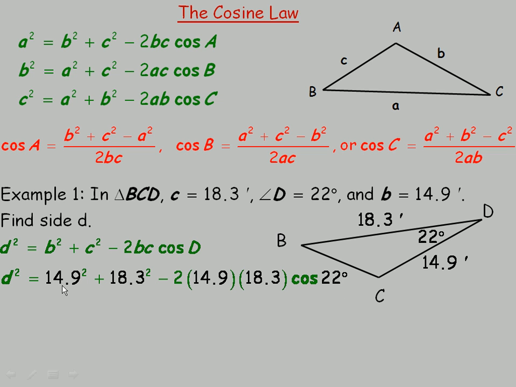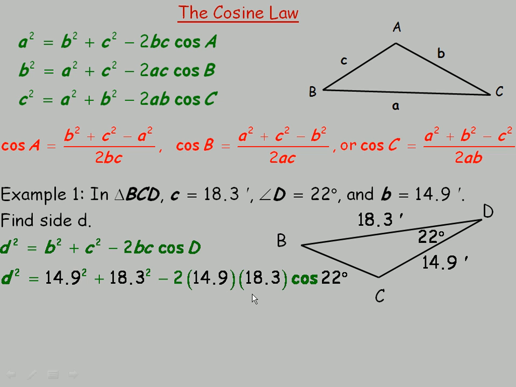Again, side B is the 14.9 and side C is the 18.3 feet. And then these are the B and C sides here. And the cosine of angle D, that's angle D, opposite the side we're finding. Now, we would evaluate 14.9 squared and 18.3 squared and add those. And remember your order of operations, we have to do 2 times 14.9 times 18.3 multiplied by the cos of 22. And then that gets subtracted from the sum of these two squares.